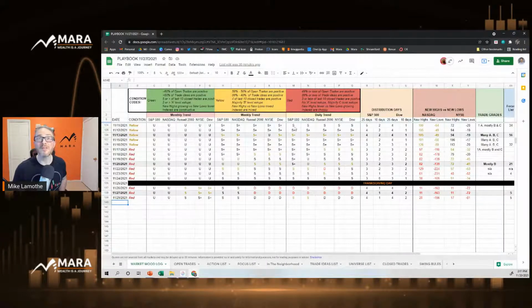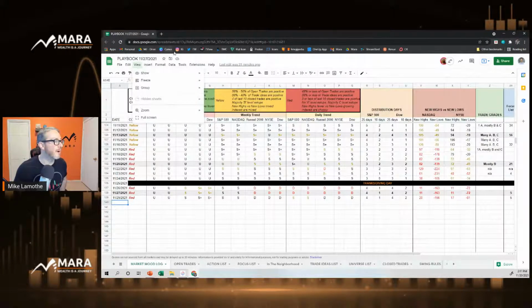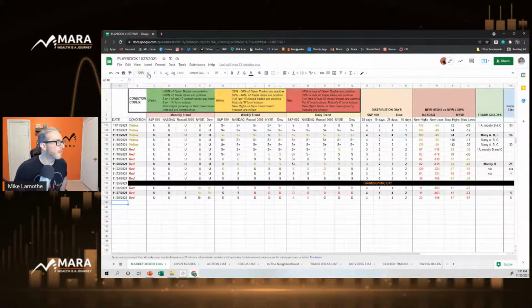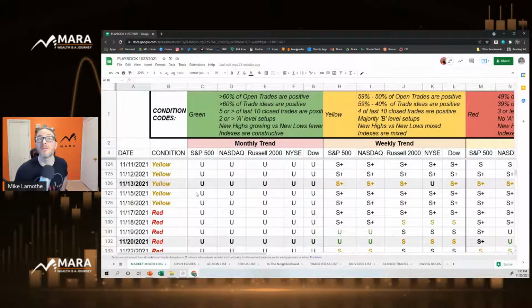All right. So this is an example of a spreadsheet that I share with members. In fact, why don't I zoom in a bit? Let me know if you can see that okay.